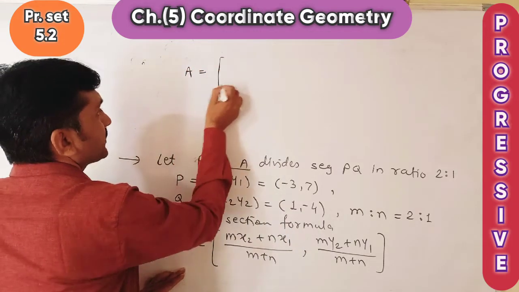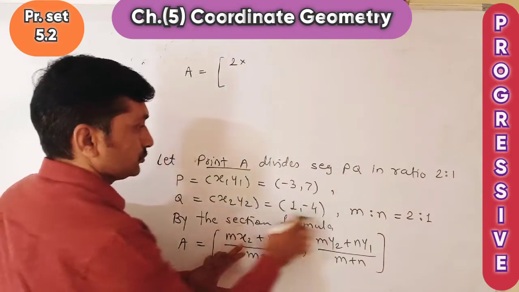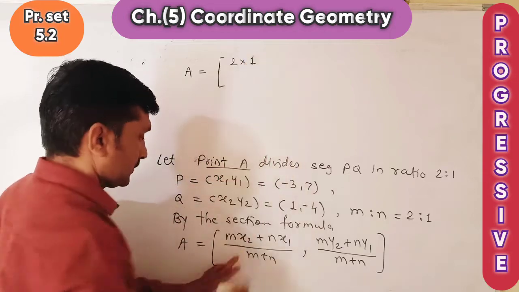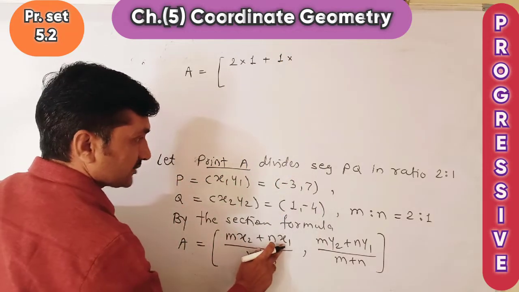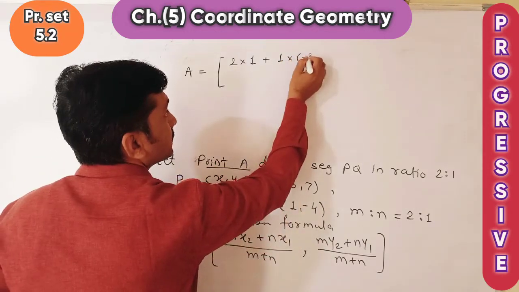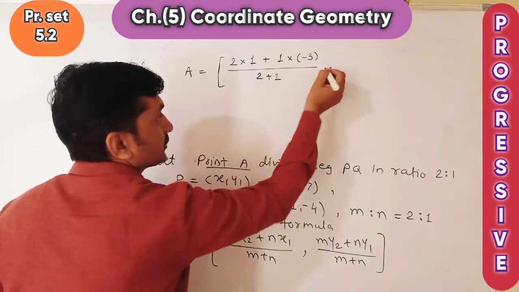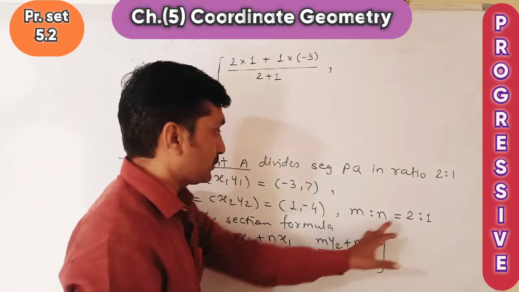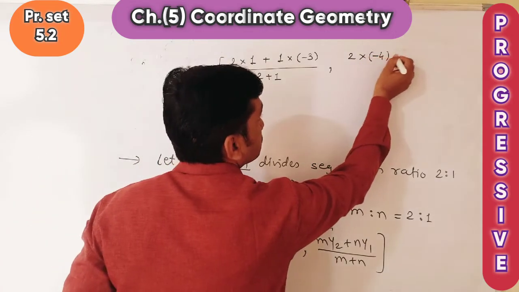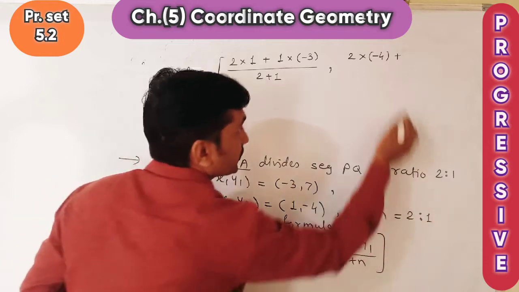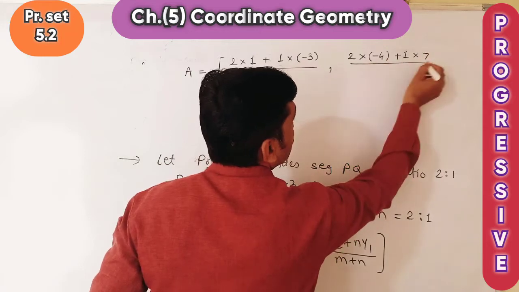A is equal to, in bracket, m. M is 2. 2 multiplied by x2. x2 is 1. mx2 plus n. N is 1 multiplied by x1. x1 is minus 3, upon m plus n, 2 plus 1. Now here y coordinate, my2, m 2 multiplied by y2, minus 4, plus ny1. N is 1 multiplied by y1. y1 is 7, upon 2 plus 1.